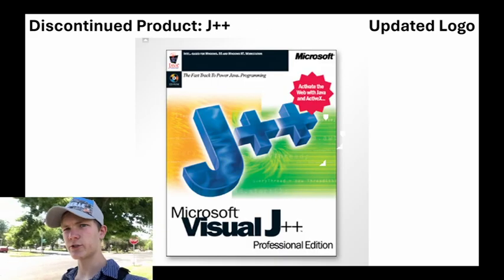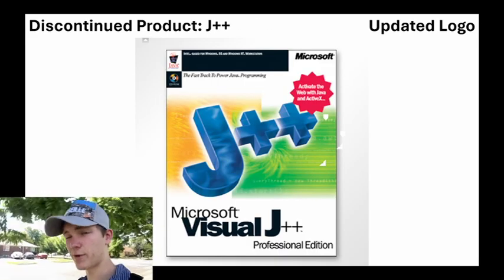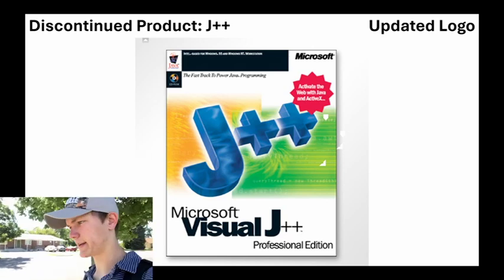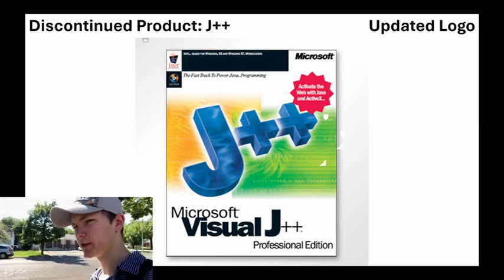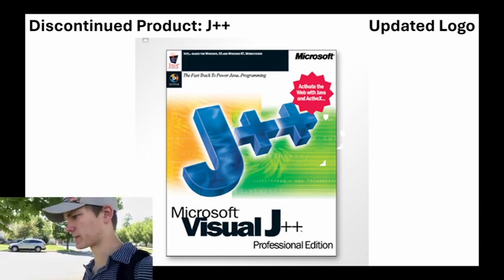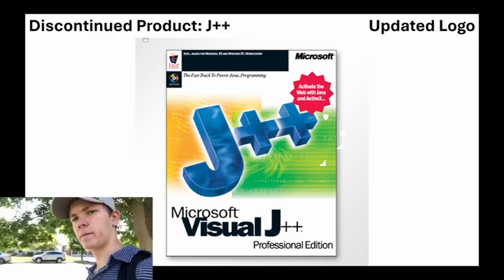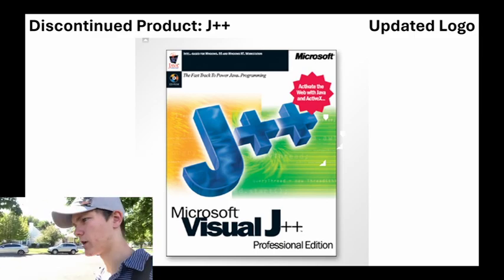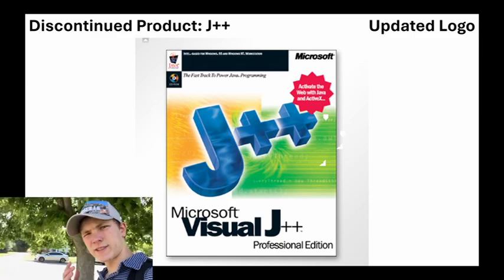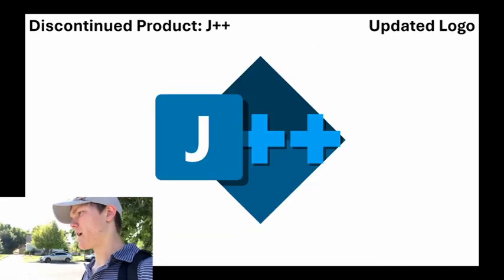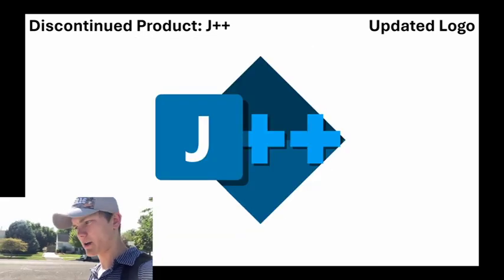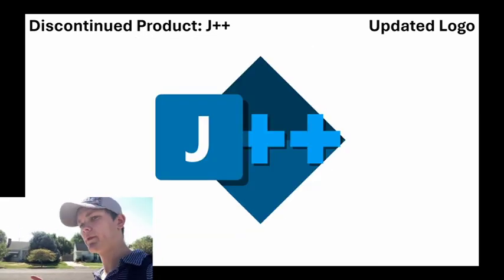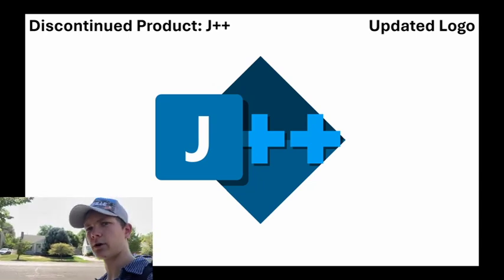All right, J is for J++. J++ was a derivative of Java made by Microsoft back in 1996, but it was discontinued in 2004 because of some lawsuit or something. So I liked the blue. The blue is a pretty nice color in the original logo, and since I wanted to make something a little creative, I put a diamond background with a different color, and then I threw the pluses into the logo. I think it looks okay.